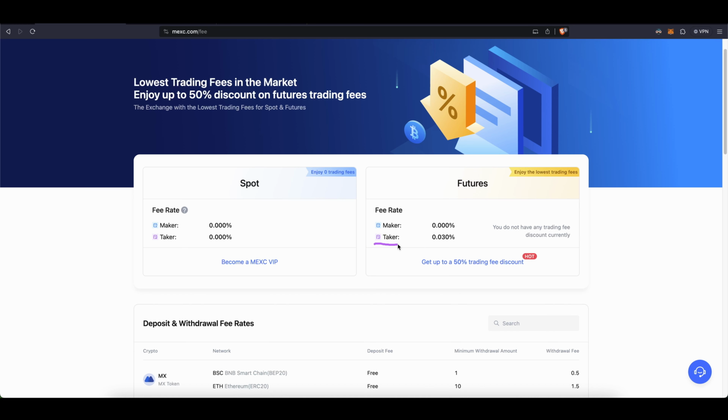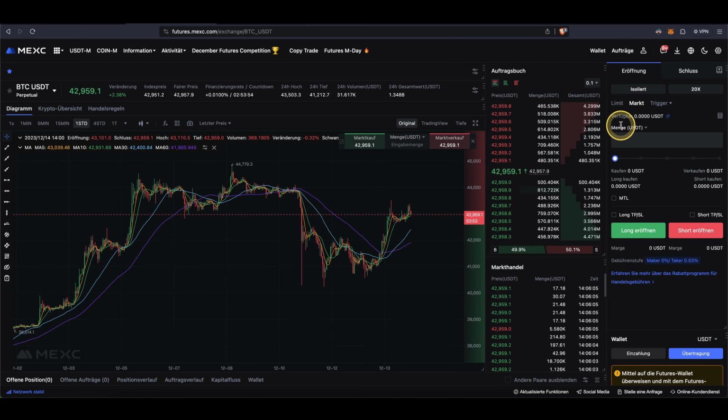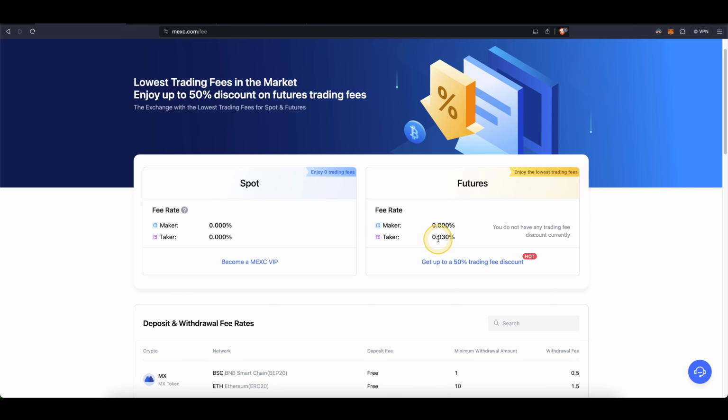The other option is of course the taker fee, which is 0.03%, which is still incredibly low, and the taker fee will always happen if you choose a market order. So here you cannot set a certain price, but the good thing is it will enter the market immediately at the current market price. So you can open your position immediately and don't have to wait until a certain price is reached. Then you will have to pay the taker fee of 0.03%.